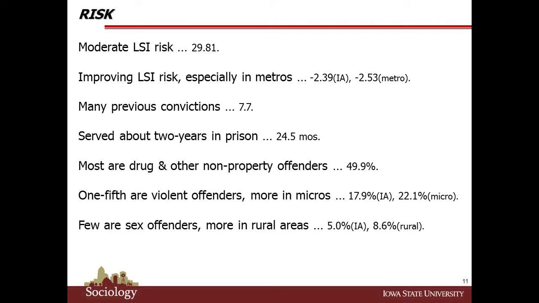They have a moderate LSI risk, 29.81, and of course, if you know your LSI scores, and I know a lot of you do, the LSI experts would say that that's a high risk, but for a prison population, that's a moderate score. That's one of the things about the LSI is with a prison population, it's skewed up to the top, which means there's not a great deal of variation. They have a lot of previous convictions. This is a coming out of prison population, 7.7 on average. They served about 2 years on their last sentence. Most are drug offenders. 1/5 are violent offenders, a few more in the micro areas. Few are sex offenders. There are more sex offenders in rural areas.